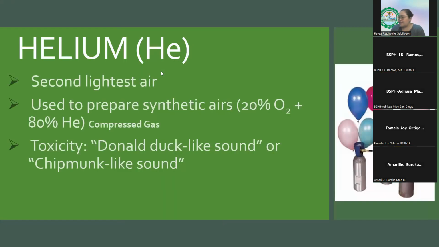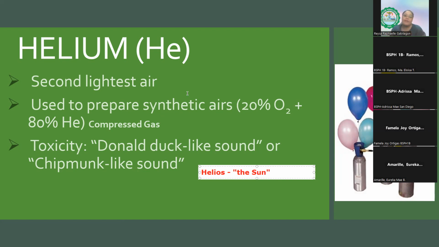Okay? So let's start, of course, from the top. Let's have the helium first. So helium, class, is the second lightest gas, second to hydrogen. Now, what do you need to know about helium? Number 1, the word helium is derived from the Greek word helios, which means, let me know if you know this one, helios means the sun. That's the meaning of the name of our helium.